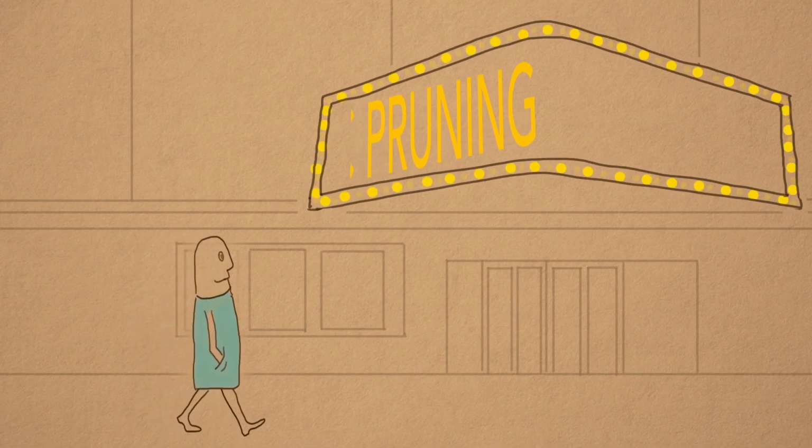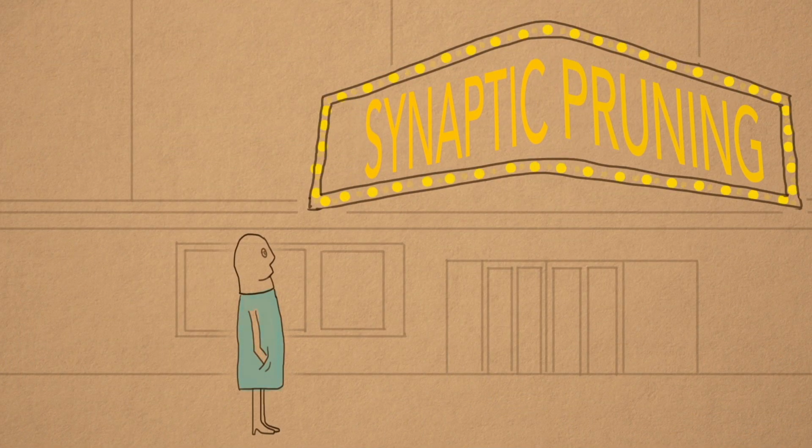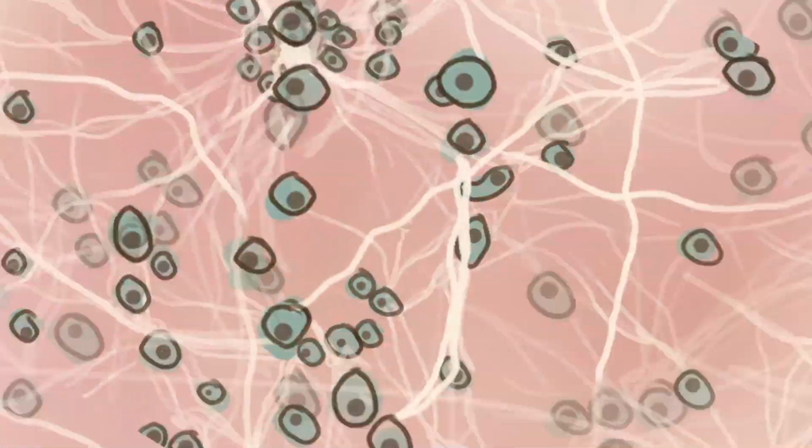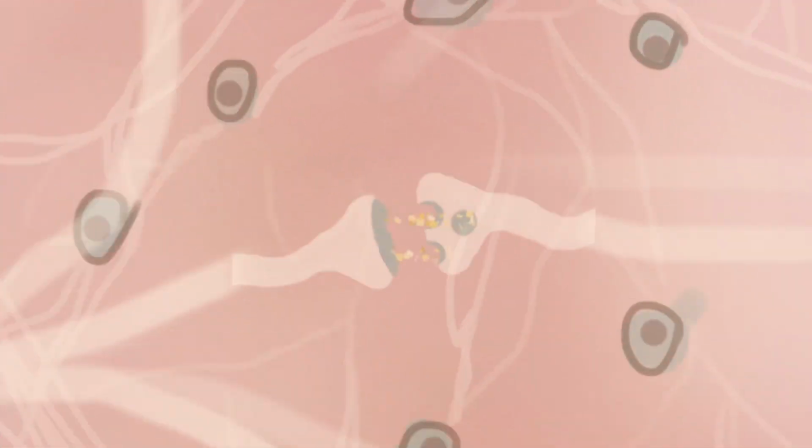Well, this might actually happen if we didn't have synaptic pruning. What is synaptic pruning? Inside your brain, there are interconnected groups of neurons called neural networks. The neurons communicate through synapses.